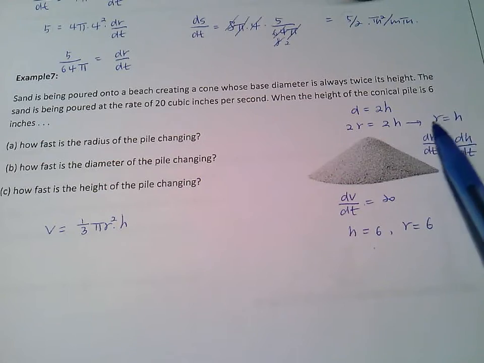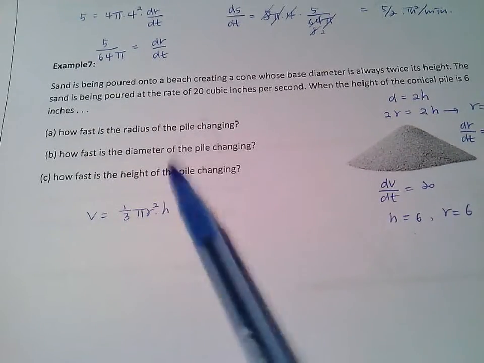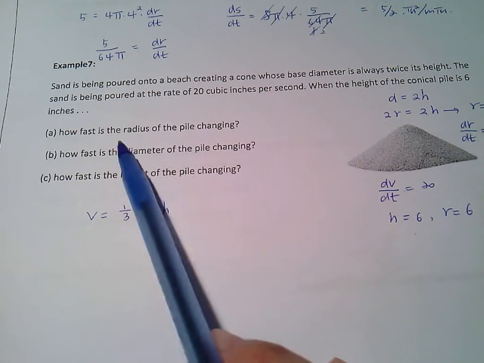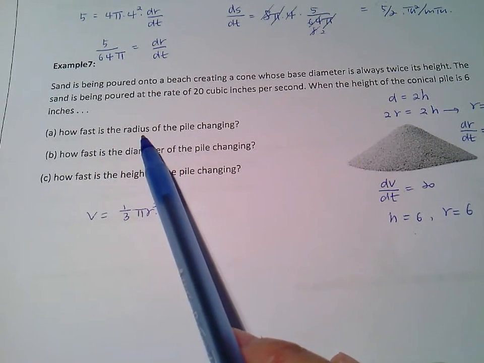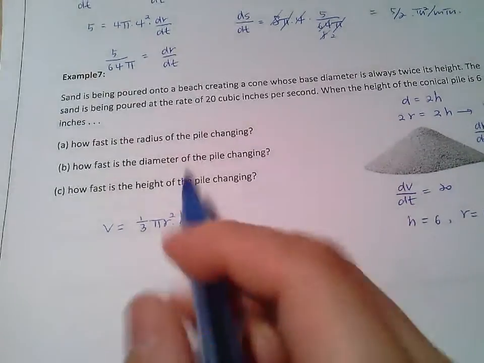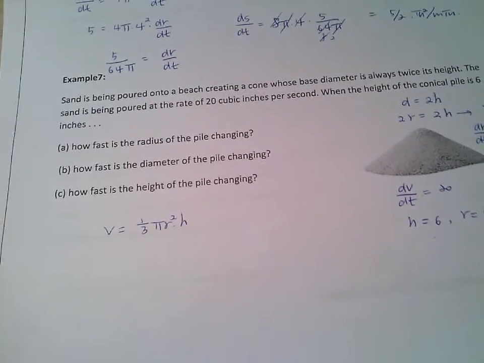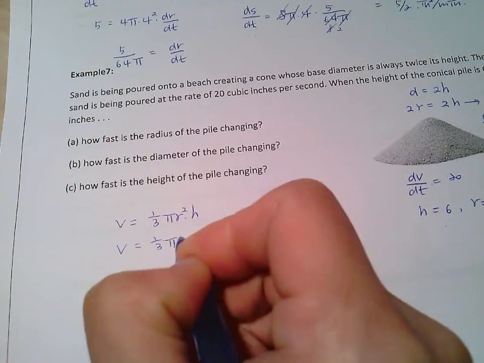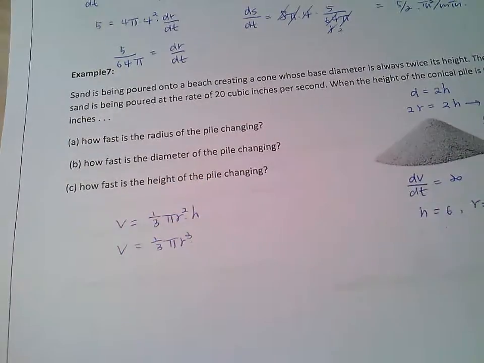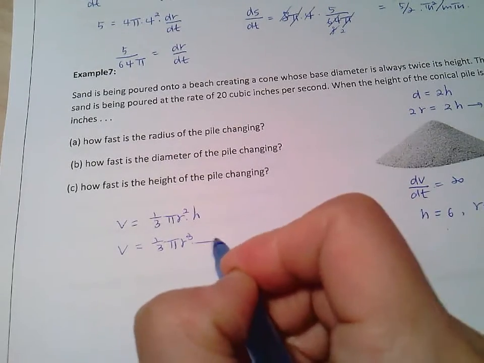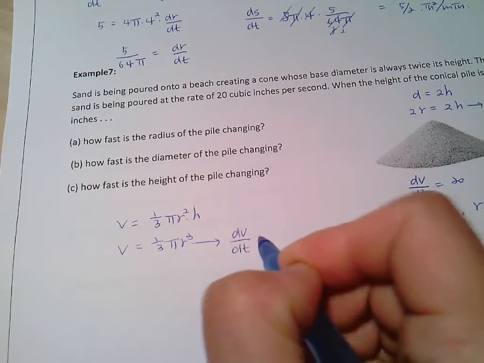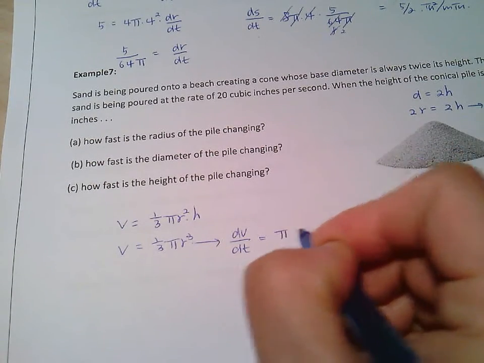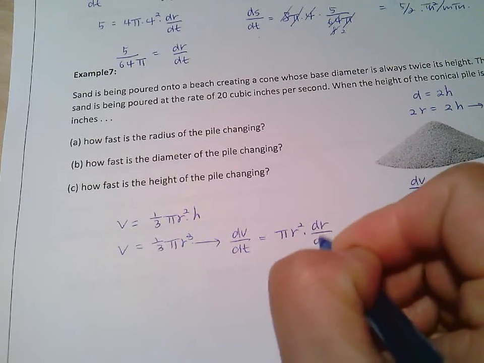The height is equivalent to the radius, which means we can substitute r for h to get rid of h, because we don't need the height. We need to find how fast the radius is changing, which is dr over dt. So the volume is one third pi r squared times r, which is one third pi r cubed. Now I'm going to take the derivative of each side with respect to time, which brings down the power 3, so the 3 cancels out. Pi times r squared times dr over dt.